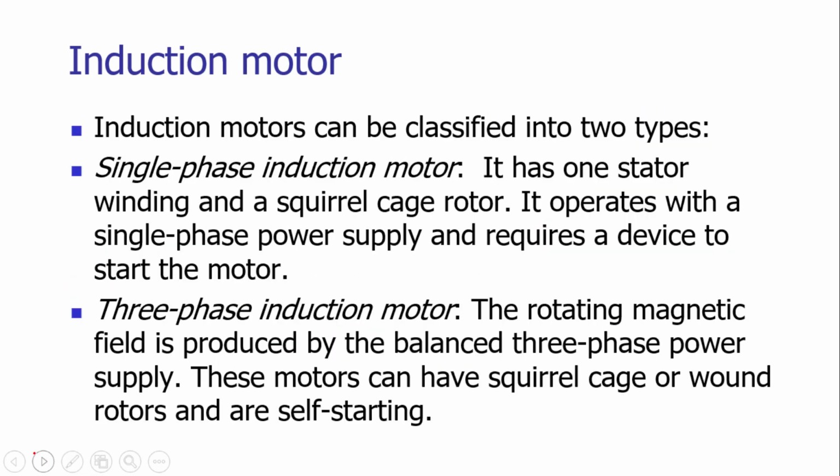The induction motors we can classify into two types. The single phase induction motor has only one stator winding and a squirrel cage rotor. It operates with a single phase power supply, a motor that we commonly use in household applications as well. The single phase power supply energizes the stator windings and produces rotation of the motor shaft. But it requires a device to start the motor itself due to the inertia.